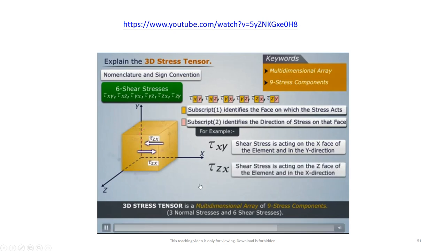And the shear stress tau zx is acting. Again, the first subscript is about the face. You see the face here, and the normal direction of the face is along z, so we call the face z. And the loading, you see, is along the x direction. So we call it tau zx, on the z face of the element and in the x direction.